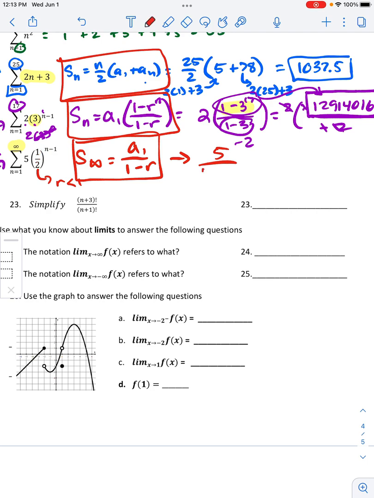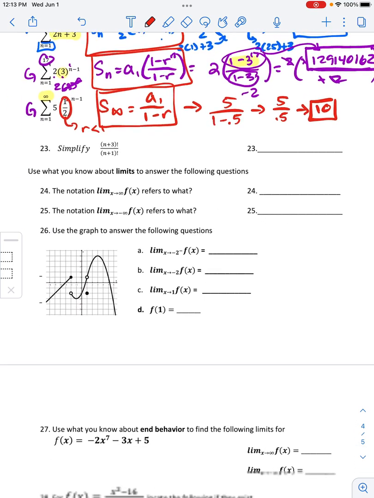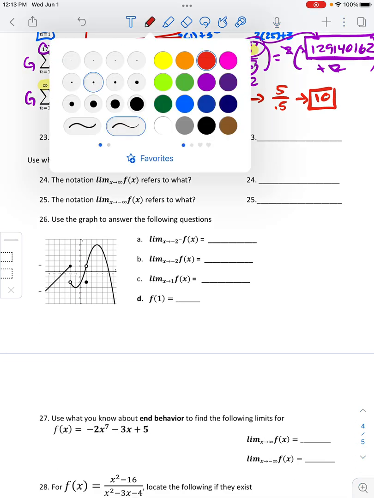And then the bottom's going to be 1 minus my ratio. Well, the ratio is whatever's getting raised to the power. So that's a half, which I'm going to put like that. 1 minus a half leaves me with a half. And when I do 5 divided by 1/2, it's 5 divided by a half. So I get 10, because there would be 10 halves in 5. And if you don't care, just use your calculator and ignore me.